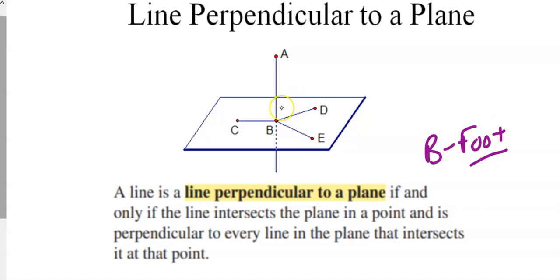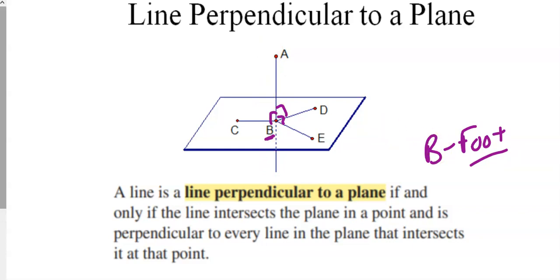You might see that in some textbooks. But again, it needs to be perpendicular not only to BD, but also to BC over here. It's hard to draw this one, but it's also perpendicular to BE. So anything that goes through that intersection point B, where it's on the plane, has to be perpendicular. Okay.